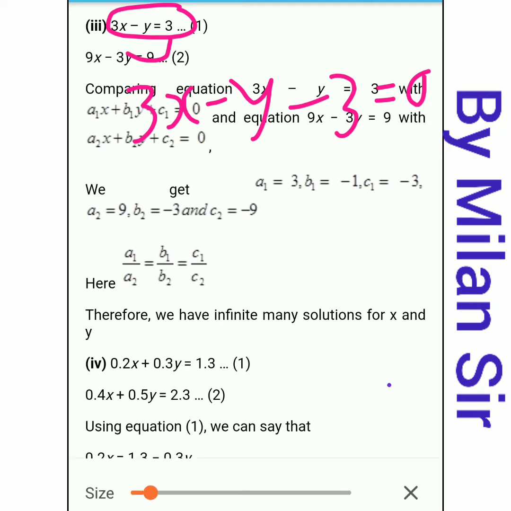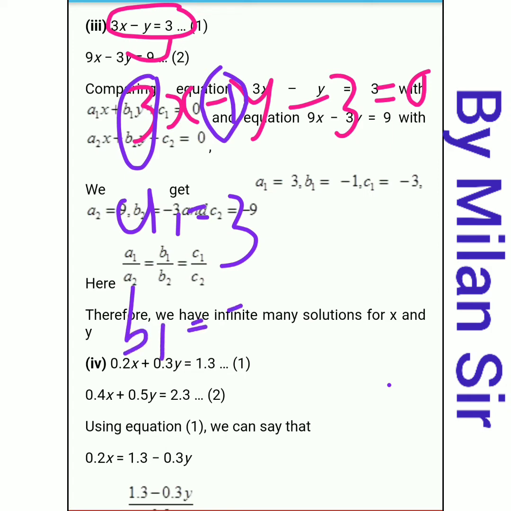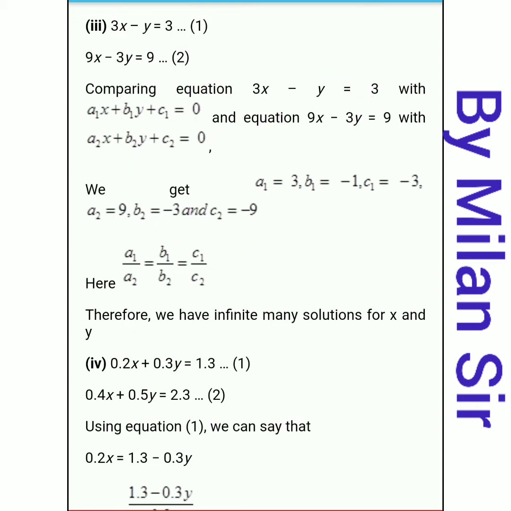Now this is our a1, the coefficient of x. Here nothing is present, that means 1. So this is our b1, minus 1, and this is our c1, the constant term, minus 3. So a1 is equal to 3, b1 is equal to minus 1, c1 is equal to minus 3. Then the second equation.